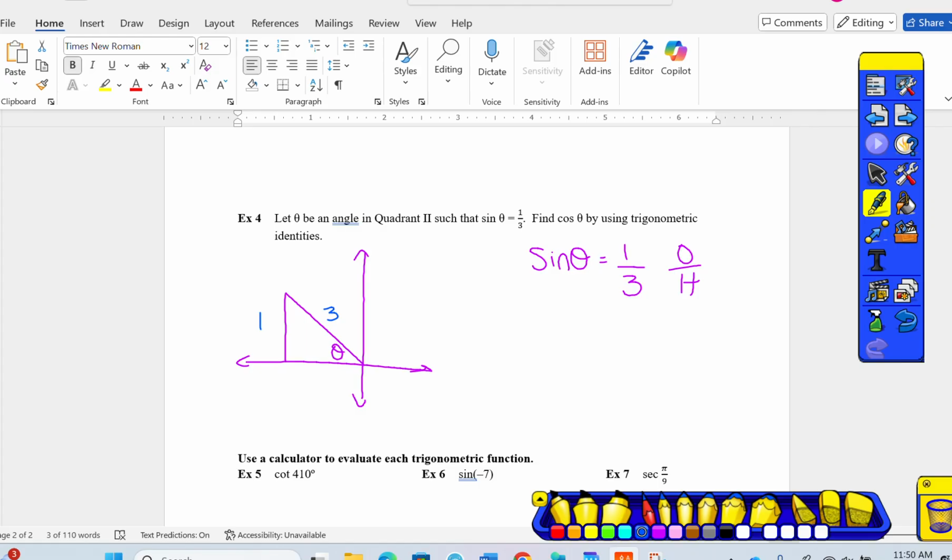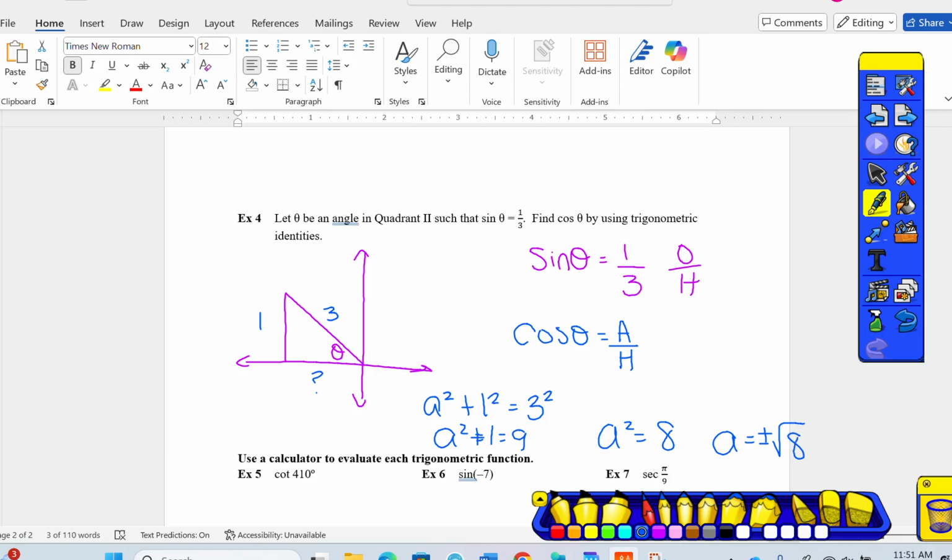Now, if I want cosine, I need adjacent over hypotenuse. That means I need to find this missing side down here. So I'm going to do Pythagorean theorem. A squared plus b squared equals c squared. 1 plus a squared equals 9, so a squared equals 8. And when I take a square root, it's plus or minus. But since I know we're in quadrant 2, if I have to go to the left, that means I want the negative distance. So this is negative root 8.